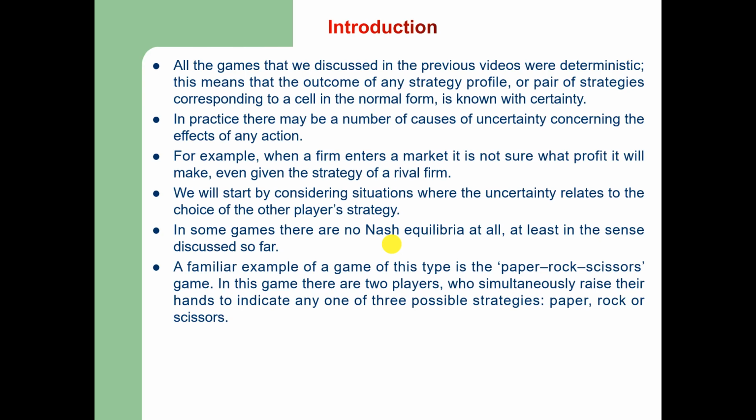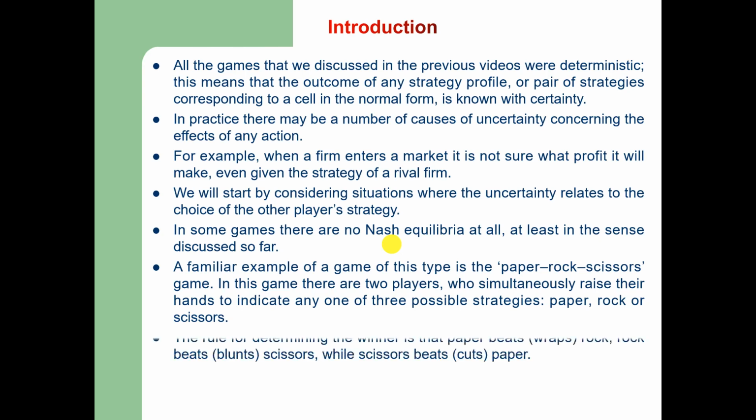in which there are two players and both of them simultaneously raise their hands to indicate any one of the three possible strategies, and these three possible strategies include paper, rock, and scissors. The rule to determine the win is that paper beats rock, rock beats scissors, and scissors beats paper. So the rule for determining the winner is that paper covers rock, rock blunts scissors, and scissors cuts paper.